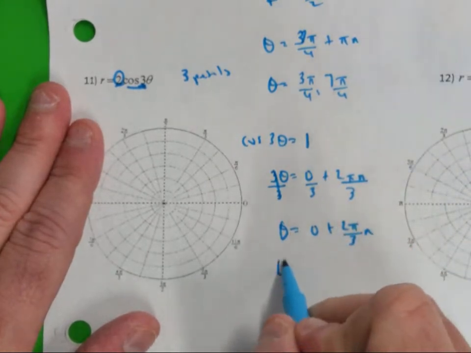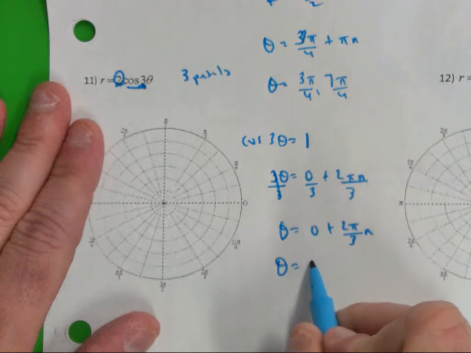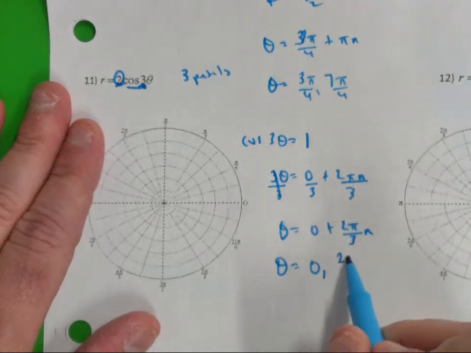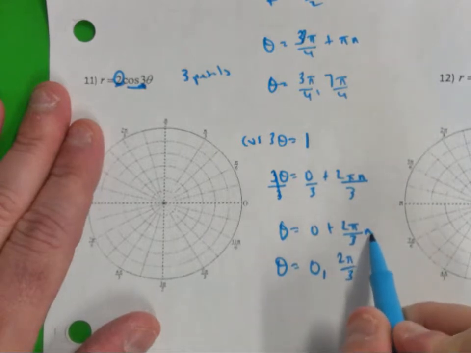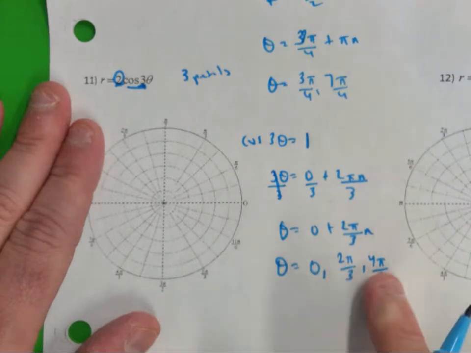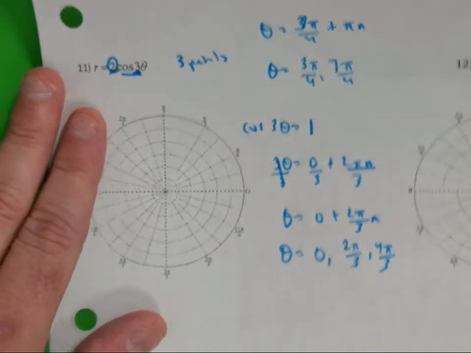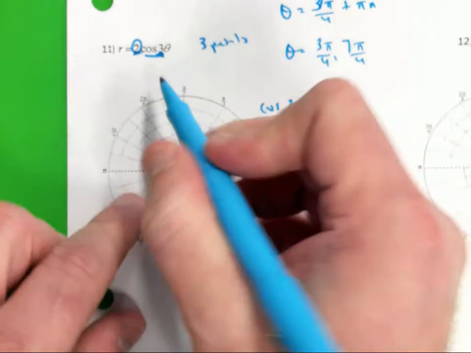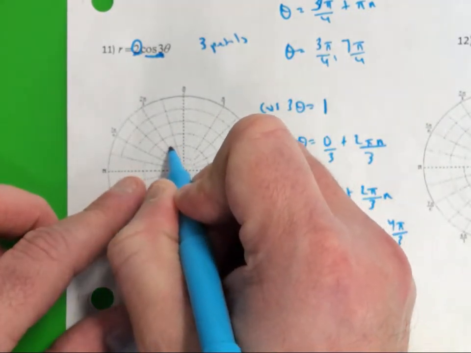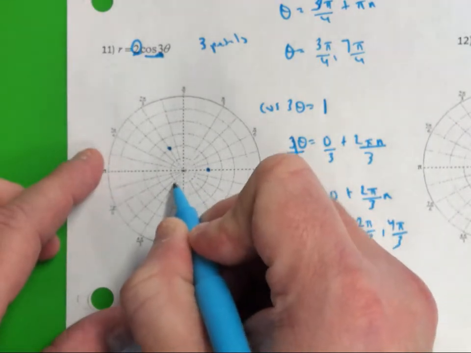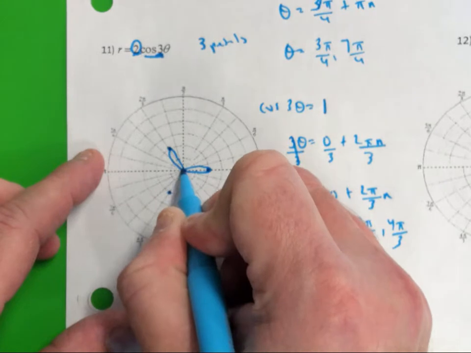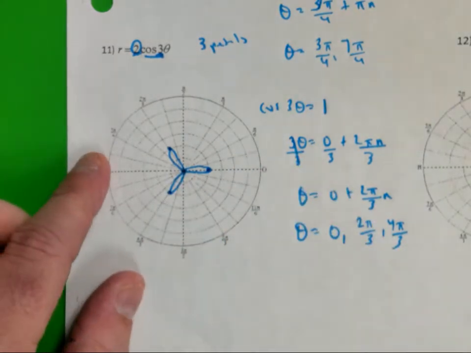I plug 0 in. That's going to give me 0 because that goes away, left with 0. I plug 1 in. That's going to give me 2 pi over 3. I plug 2 in. That gives me 4 pi over 3. So I have 1, 2, 3 petals. That's what I wanted. So now I'm going to graph this. I'm going to go out to the second ring. And that's my flower.